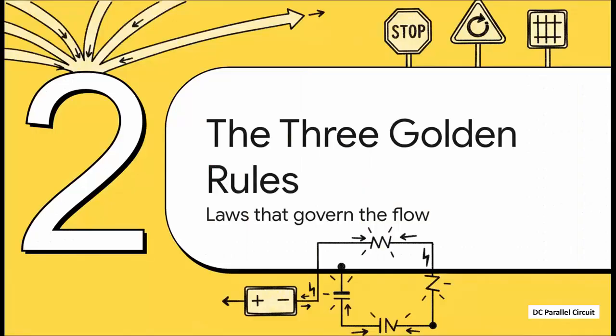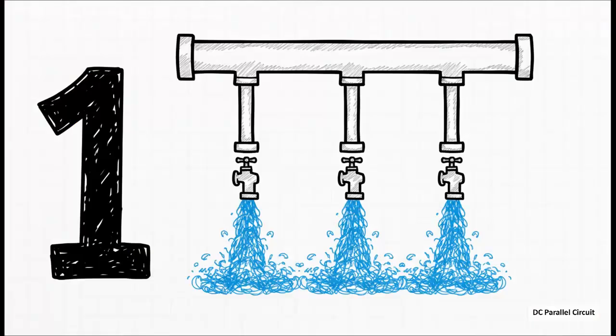Okay, so we've got these multiple paths, but how does electricity actually behave when it's in them? Well, it's not chaos. It follows 3 very specific, very predictable rules. Let's get into what I like to call the rules of the road for any parallel circuit. All right, rule number 1. It's simple, but it's super powerful. Voltage stays the same across every single branch.